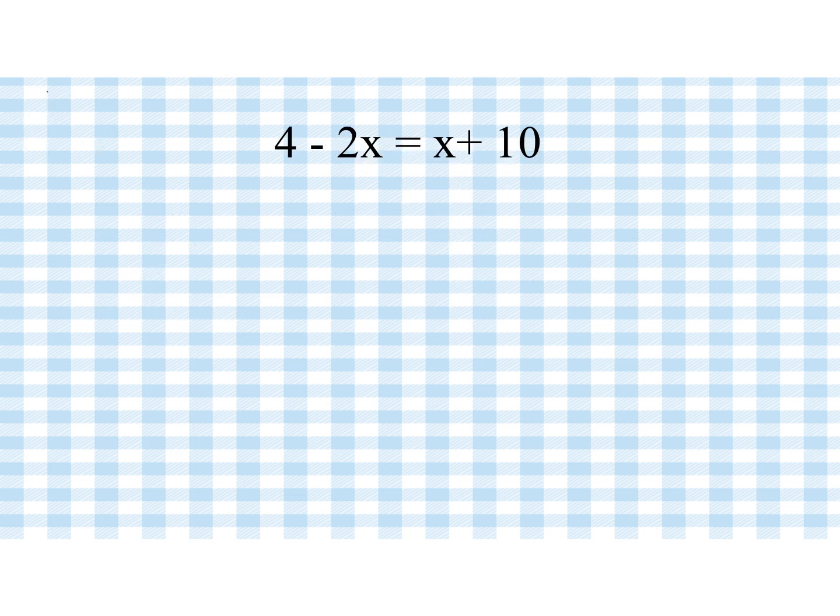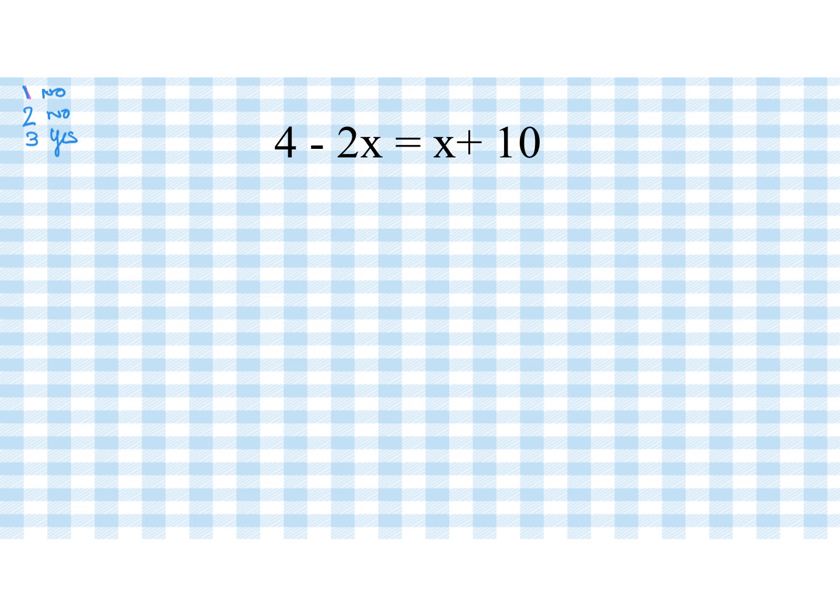Okay, so let's do the second problem. So step number 1, do I have any parentheses? I do not have parentheses, so no parentheses. Step number 2, can I combine like terms? No again. Step number 3, yes. I have x's on each side. I have numbers on each side. So my job is to move all of that stuff so that it's all on the same side. So that's what I'm going to do right now.